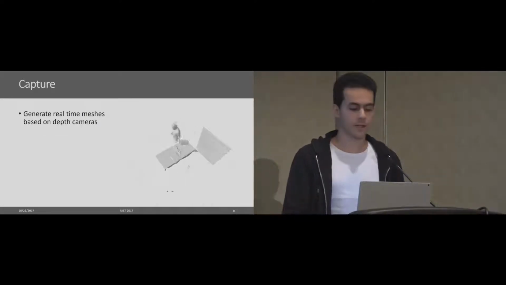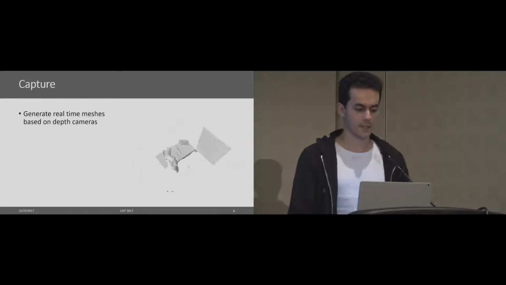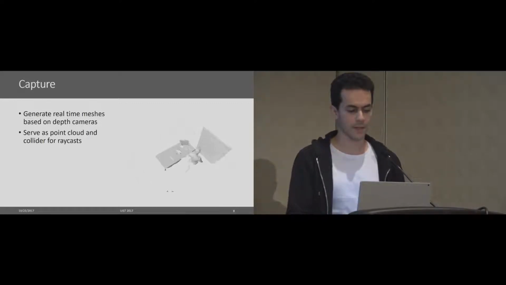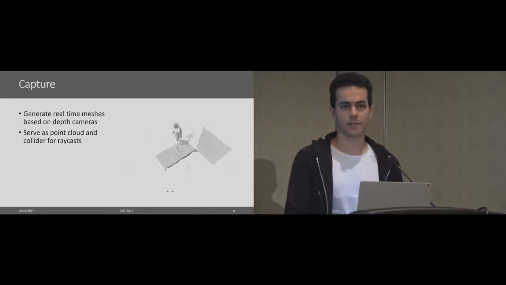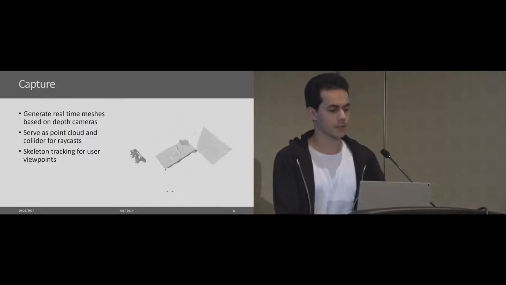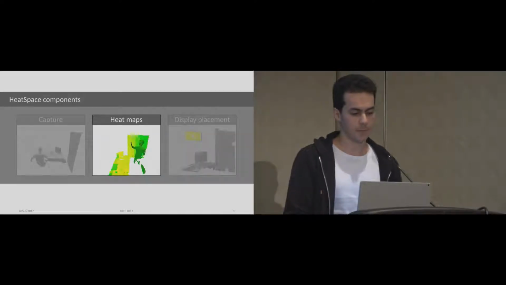So the capturing is pretty straightforward. We're using the feed of the depth cameras to reconstruct the physical surfaces, and then we're generating real-time meshes based on these depth cameras, and they serve as a point cloud and also as colliders for raycasts, which is going to be important later on. And we're also using the Kinect SDK's built-in skeleton tracking for user viewpoints.